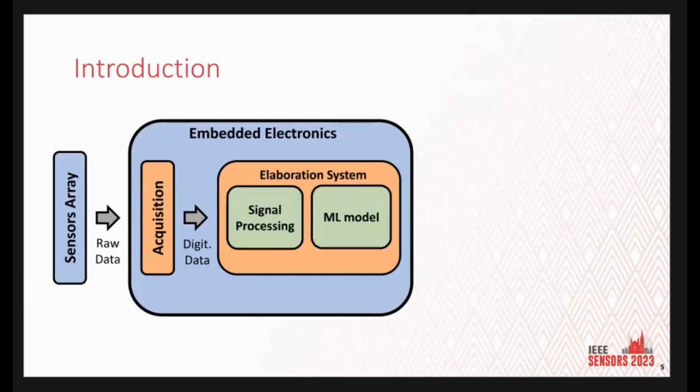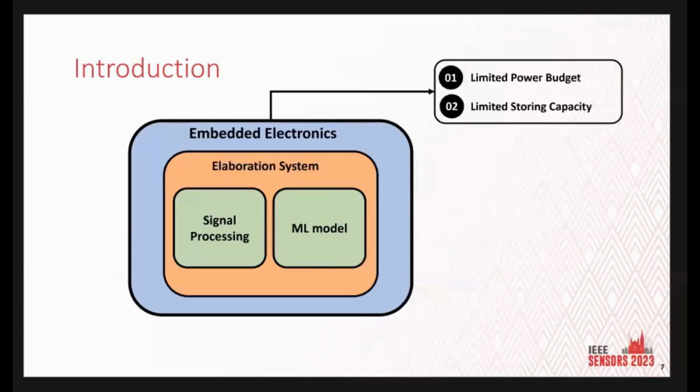On the elaboration system, we can find two modules: signal processing and a machine learning model. The signal processing has to process the data, to filter it, for example, and the machine learning model has to extract some valuable information. Then the embedded electronics has a limited power budget, of course, and also a limited storage capacity, and the elaboration system affects these two parameters.